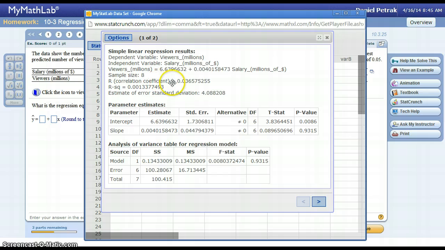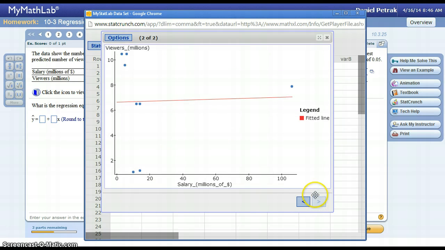Now, if it's a positive number, that means there's a positive trend. If it's negative, it's negative. And this right here is almost zero, which tells me, wow, there's really maybe nothing going on here. Maybe there is no association between salary and viewers. And if I look at the scatter plot, this is peculiar because we've got this one person that's making a huge salary, which really doesn't fit with the other data.